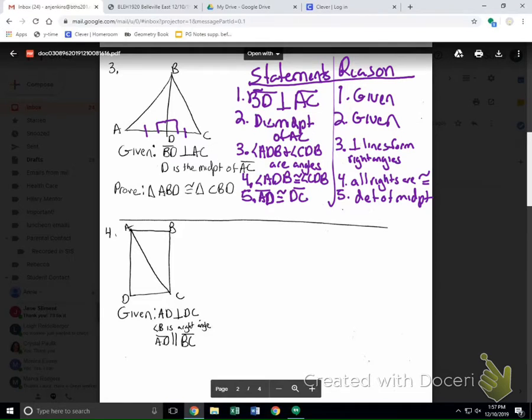So is there going to be a reflexive here instead of BD? What happens next, Ryan? Reflexive. So BD is congruent to DB.